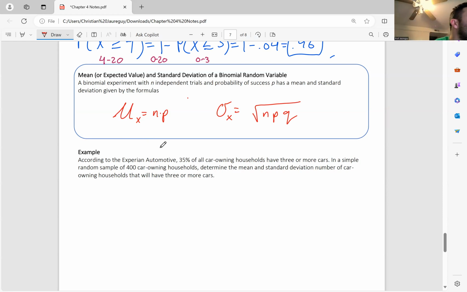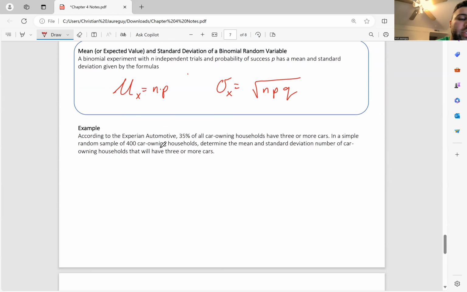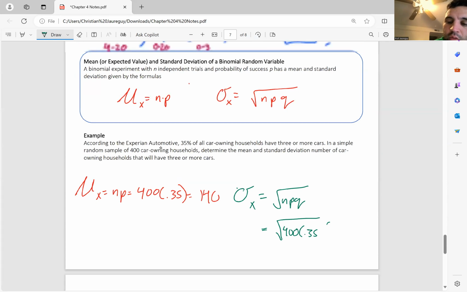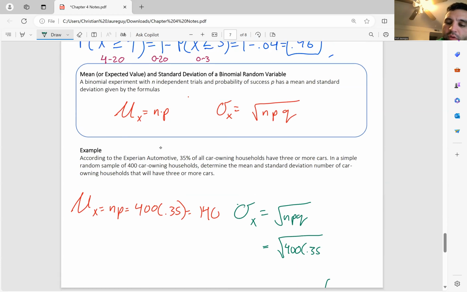So for those of you who have unpaused, let's look at the answers. Mu of x, np, 400 times 0.35. Nice, neat 140. That is the mean. Sigma of x, square root npq, square root 400, 0.35, 0.65. Throw that in your calculator, we end up with 9.54.